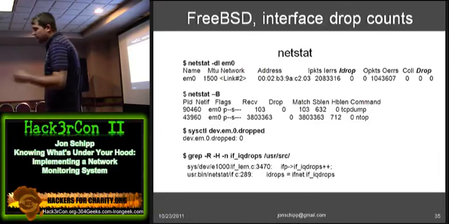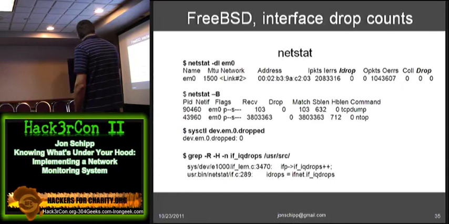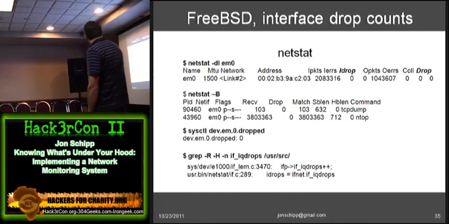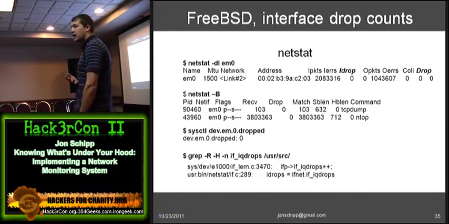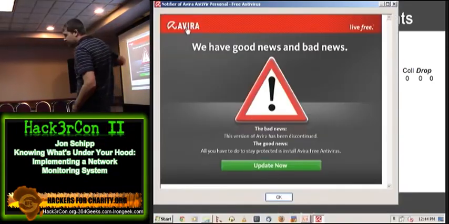Okay, so one thing that's kind of confusing to me, I was like, where the heck are all these numbers coming from? So in FreeBSD, we use netstat to get our drop counts, rather than in Linux, where everybody uses ifconfig. You can see the drop count in ifconfig, right? So netstat -d gives us the drop count.